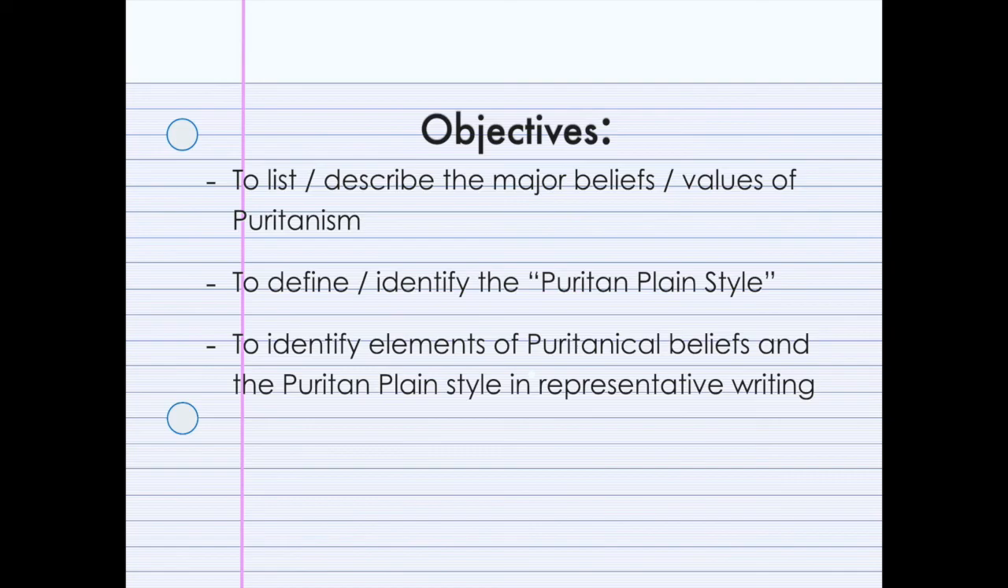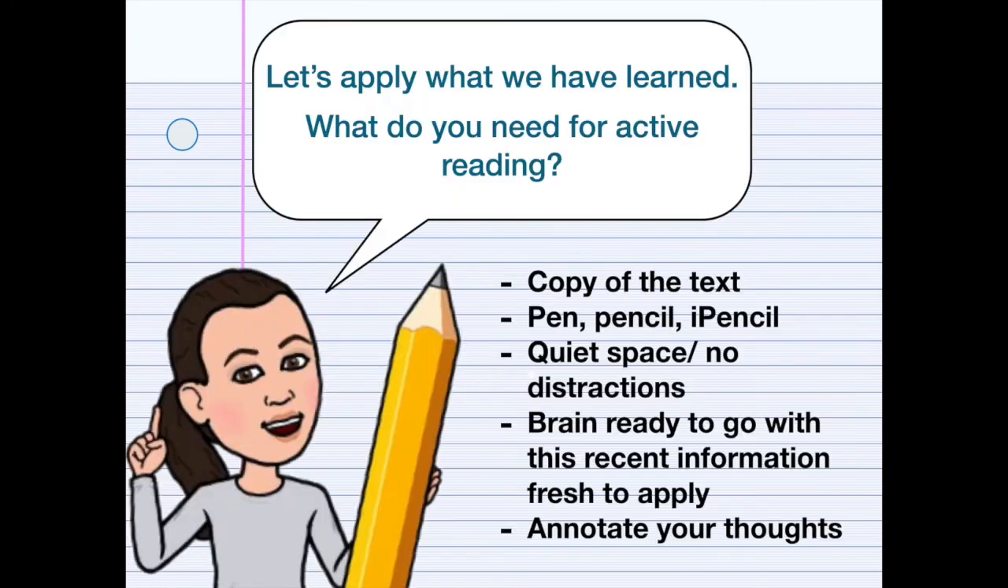That's not good. So our objectives today were to describe the major beliefs and values of Puritanism, and to define and identify the Puritan plain style. And then the next objective is to identify elements of puritanical beliefs and the Puritan plain style in a piece of representative writing. Okay, so let's apply what we've learned. Think about what you need for active reading to be successful: a copy of the text in front of you, a pen, pencil, or iPencil, depending on how you're going to annotate, a quiet space with no distractions, your phone off, your iPad without notifications, your brain ready to go with all this recent information ready to apply, and an openness to growth and annotating your thoughts.